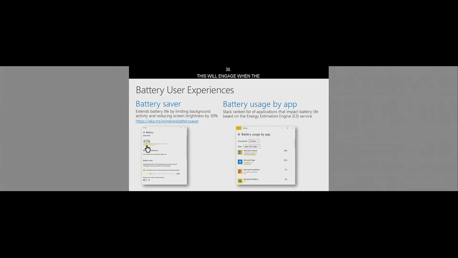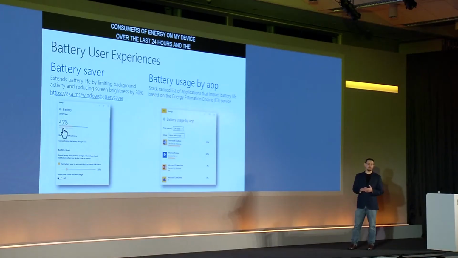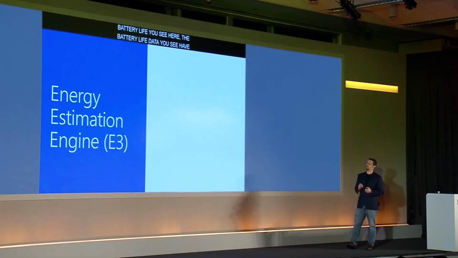Clicking on the battery usage by app brings up a stack-ranked list of applications that impact your battery life. As you can see from the screenshot, Outlook, Edge, PowerPoint, and OneDrive were the top 4 consumers of energy on my device over the last 24 hours. And the battery life data you see here was provided by the Energy Estimation Engine service, which leads us to the next battery life related topic that I wanted to share with you today.